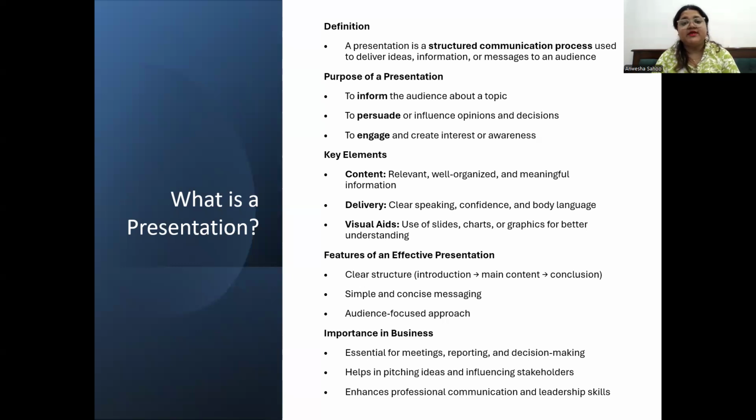The presentation you are presenting should be important for meetings and decision making. It should help in pitching ideas and influencing stakeholders. It also enhances professional communication and leadership skills.